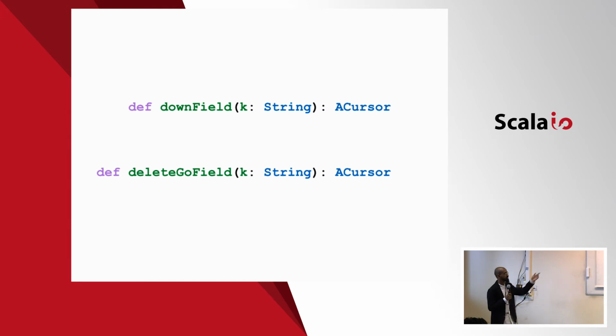And there are some derived traversal and mutation operations for objects. So if your current focus is an object, you can go downfield using downfield, or you can delete the current focus and move to a sibling that you choose with value k. And yeah, all of these are derived from the ones that I showed you earlier.